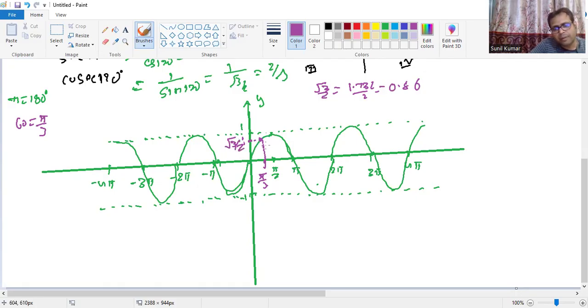Now at this point we have to draw a line parallel to the x-axis. We have the x-axis here, so parallel to this axis, just draw a line at this point. So you can see we extend this line parallel to the x-axis.